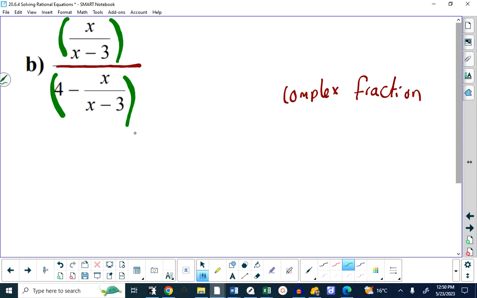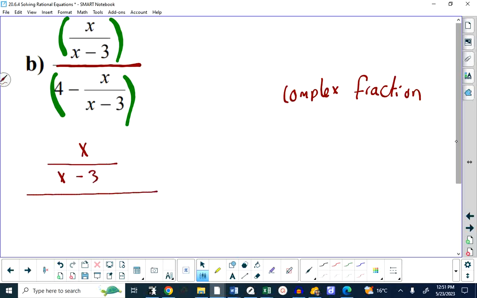it's still a complex fraction. And what I'm going to do here is rewrite this because I don't like how the bottom of this is written. I don't like where that 4 is. So I'm going to write this as x over x minus 3, and this is over, and I draw that line really big to indicate that's the big picture fraction, 4 minus x over x minus 3. That way, whatever work I do here in terms of fractions, I can always visualize that 4 as a fraction of 4 over 1.